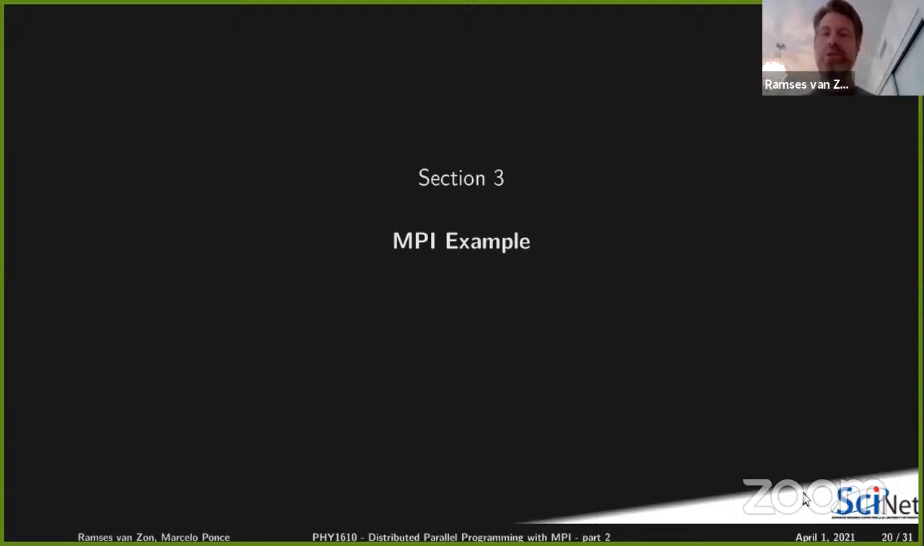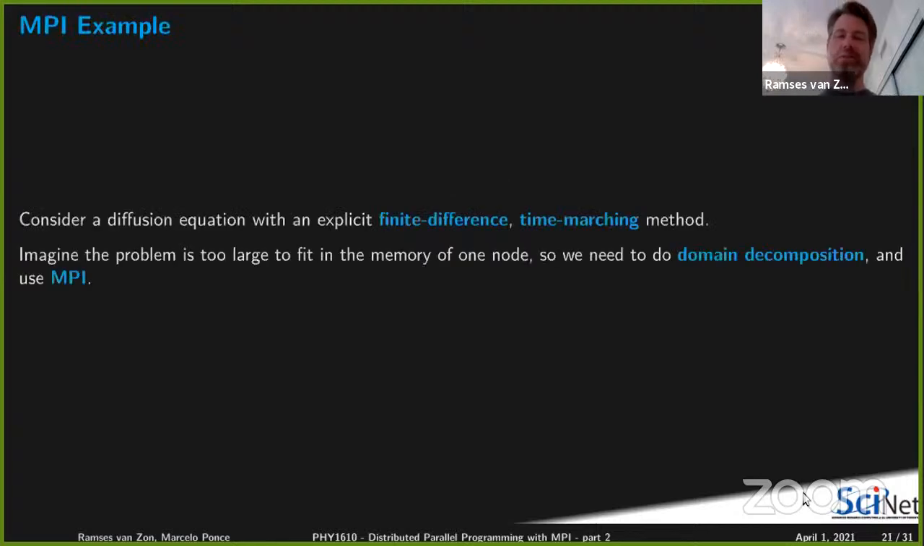But I want to go to an example that is a little bit more scientific computing-like. So we're going to look at a diffusion equation. We've seen this a little bit in the partial differential equation lecture, and we're going to use a finite difference time marching method. We're going to imagine that we have too much memory, too much data. Our grid is very fine, and the grid doesn't fit on a single node. So we must do MPI.